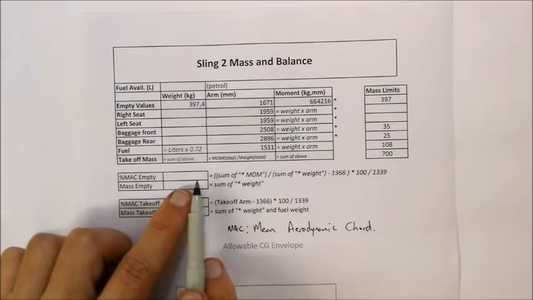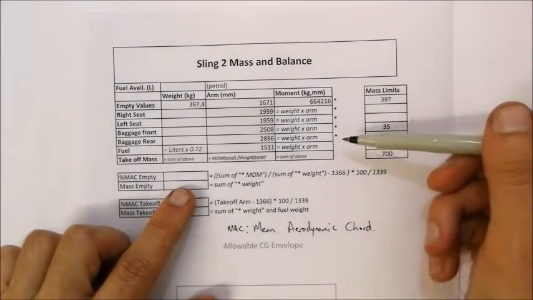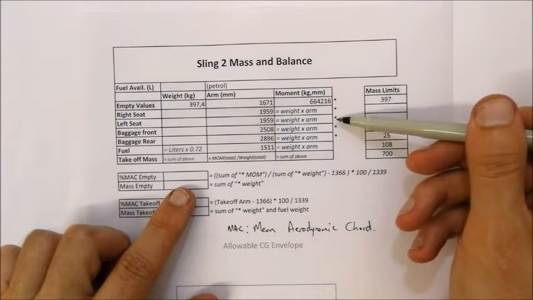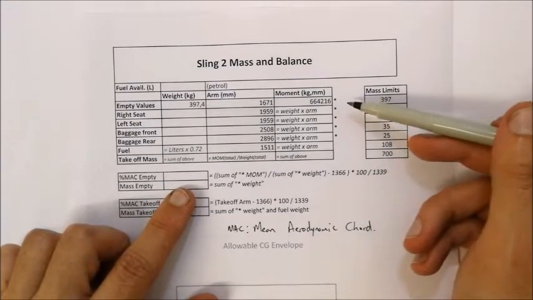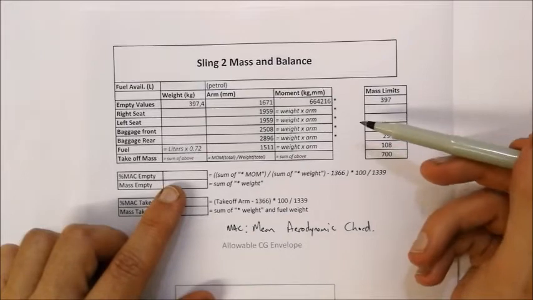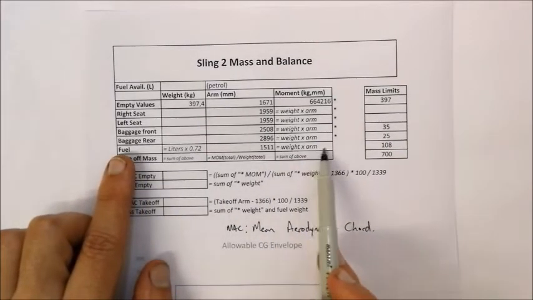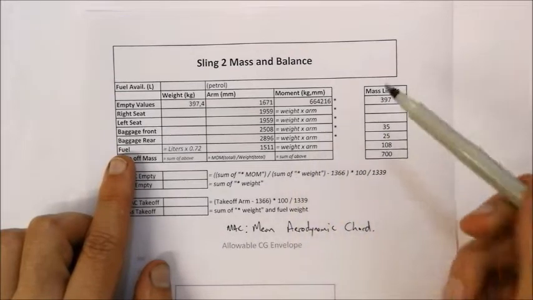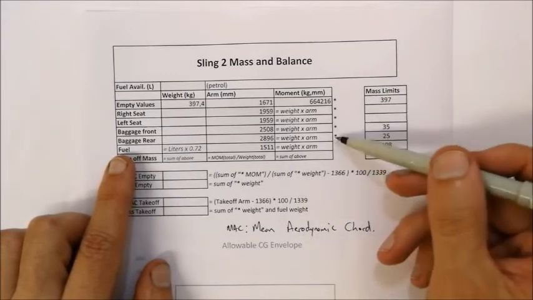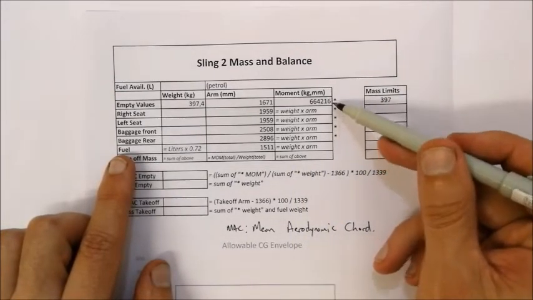So essentially this is taking the sum of the moments, but all of those with the stars next to it. So if your fuel tank is going to be empty, obviously you're not going to have any fuel over there, so this value over here will be 0. Okay, so you're basically going to add all of these moment values together.